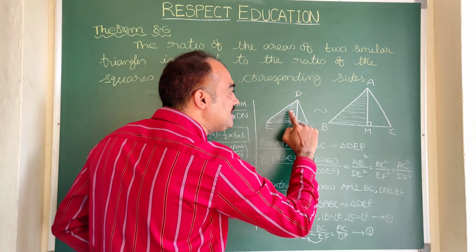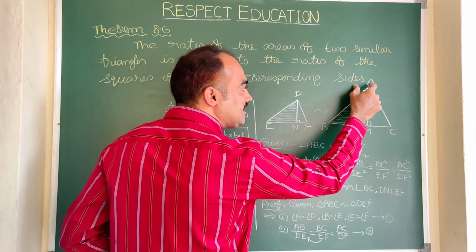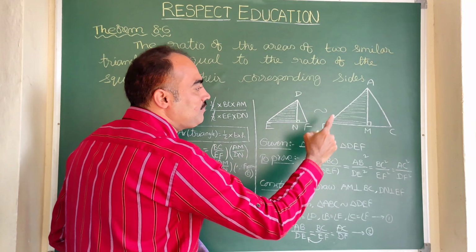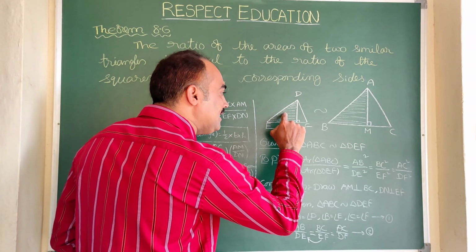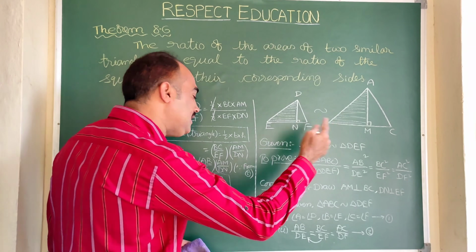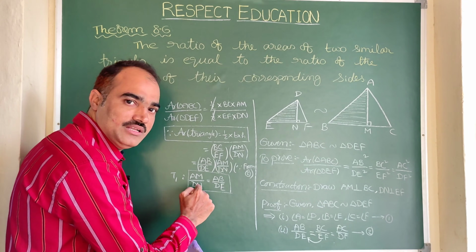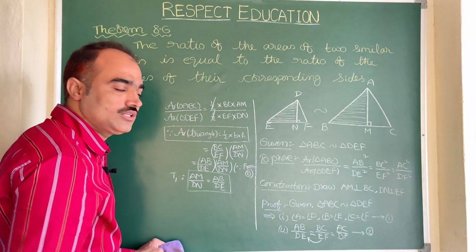Those are the corresponding sides of these two triangles. For your understanding, I shaded a little bit. That means if we are able to prove triangle ABM is similar to triangle DEN, then their corresponding sides are proportional, and then you will reach this step. So our target is to prove these two are similar.